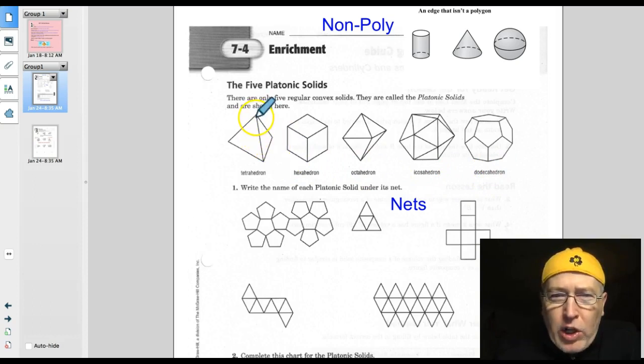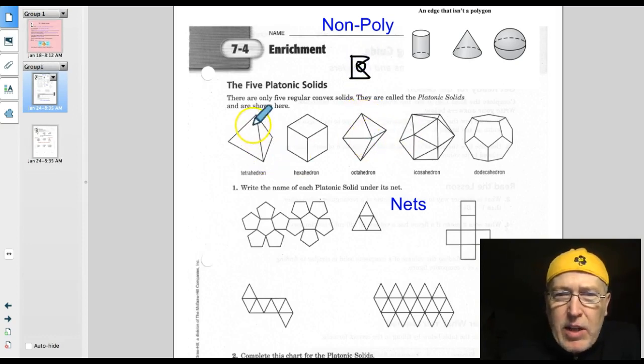First of all, they all are convex. Convex means they push out. Let's take a quick look at the state of Minnesota here. The state of Minnesota has a concave side on it right here. It pushes in. All of these sides are pushing out. They're convex. They're all regular shapes.